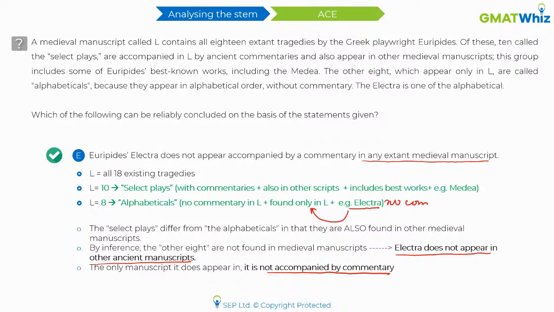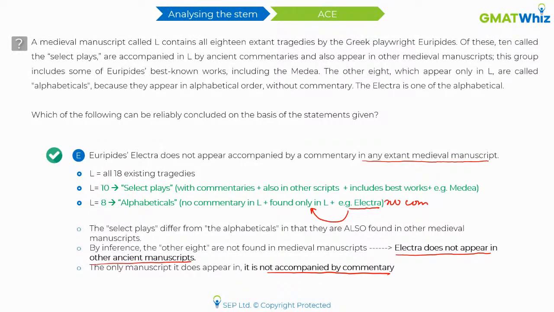Yes, guys, does that make sense? Let me look at some of your questions. Luke is saying Electra appears only in L as per the passage. Are assumptions allowed? So, Luke, in terms of solving inference questions, we're talking about inference questions.